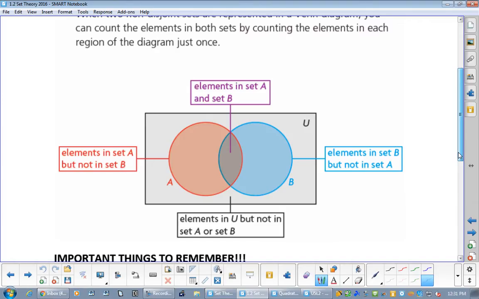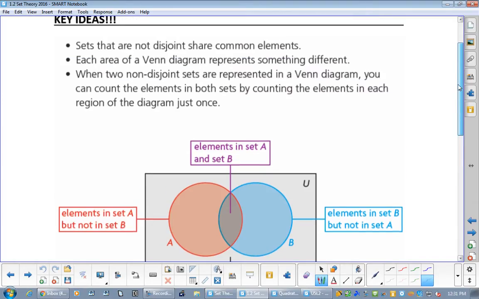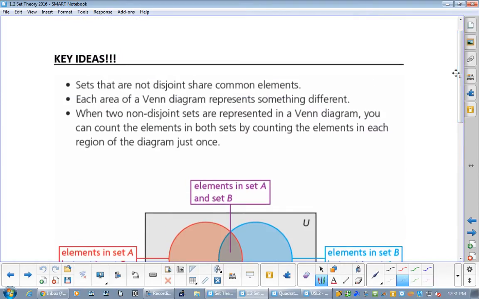Now, sets that are not disjoint share common elements. Okay, so that's kind of opposite to what the quiz was. I want to know what's disjoint, aka who has nothing in common with each other.